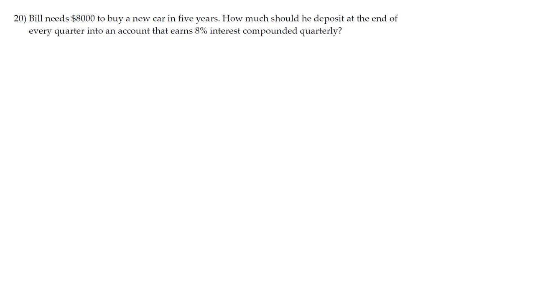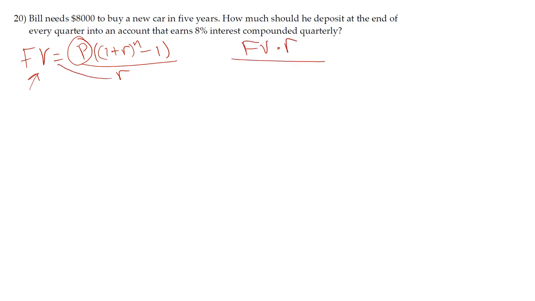So we have this future value formula. So future value equals P times 1 plus r to the n minus 1 divided by r. But we know the future value. We're trying to find how much he needs to pay into the account each quarter. And so we have to resolve this formula. So if you resolve the formula, multiply this r to the other side, divide by this, 1 plus r to the n minus 1. That'll give you your payment. And so in this case, we have our future value to be 8,000.